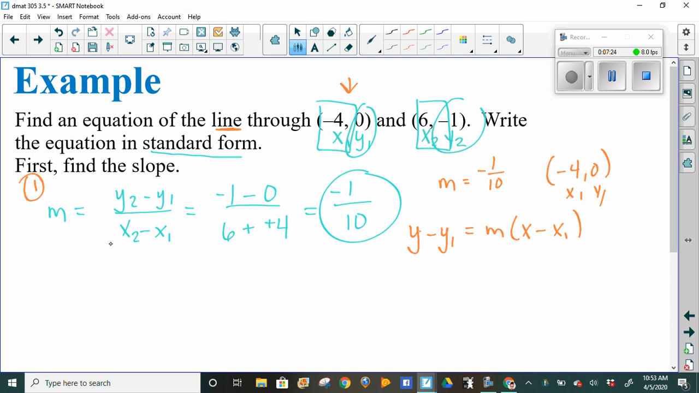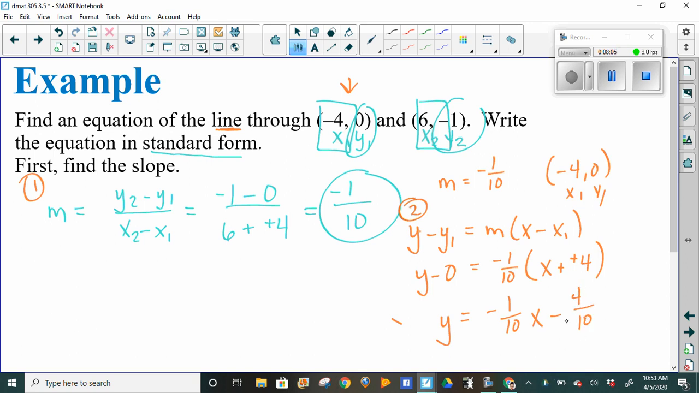So step 1, find your slope. Step 2, use point slope. So slope to point slope: y minus y1 equals m times x minus x1. First off, y minus 0, well, that's just y. These double negatives are going to become positive. Now distribute that. So that's negative 1 over 10 x minus 1 times 4 over 10.